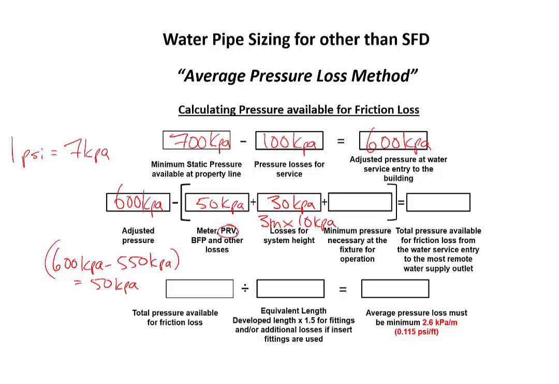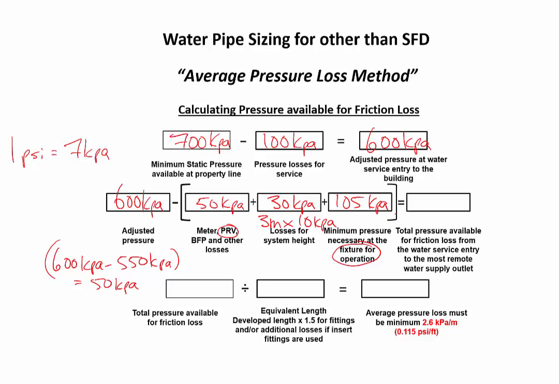The minimum pressure necessary for fixture operation is typically taken at 105 kPa minimum. That's 15 psi, and that really is a bare minimum. Most people that use fixtures, a shower head for example, would usually have an expectation of more than 15 psi for satisfactory fixture operation. As a design minimum, 15 psi will work in our case.